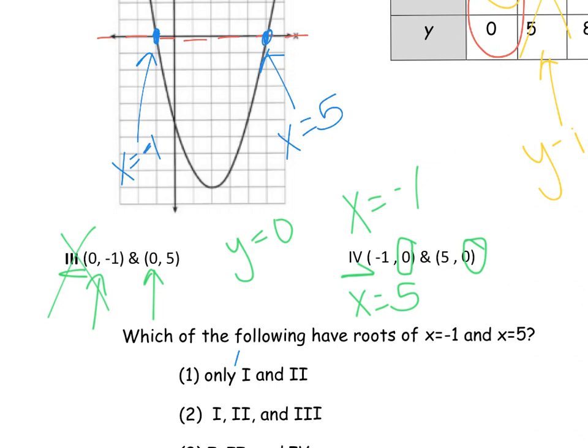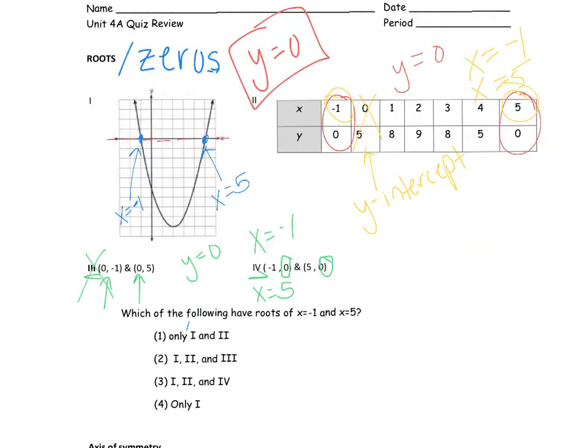So now let's look at our answer choices. The question says, which of the following have roots at x equaling -1 and when x equals 5? So we already did this. It's going to be 1, it's going to be 2, and it's going to be 4. So our answer here is 3. All right, great. Let's keep going.